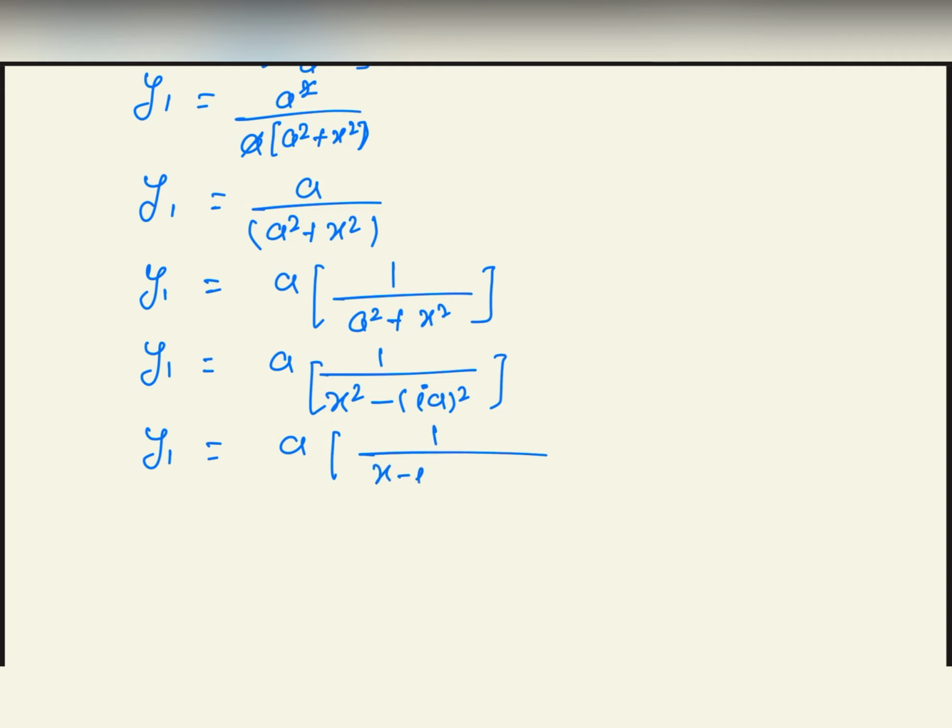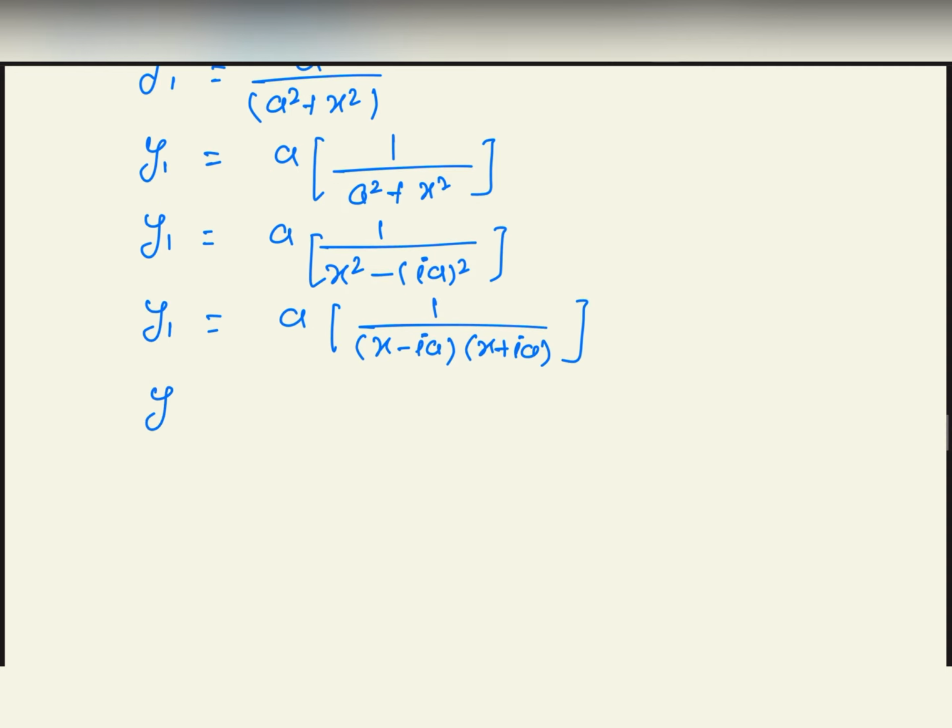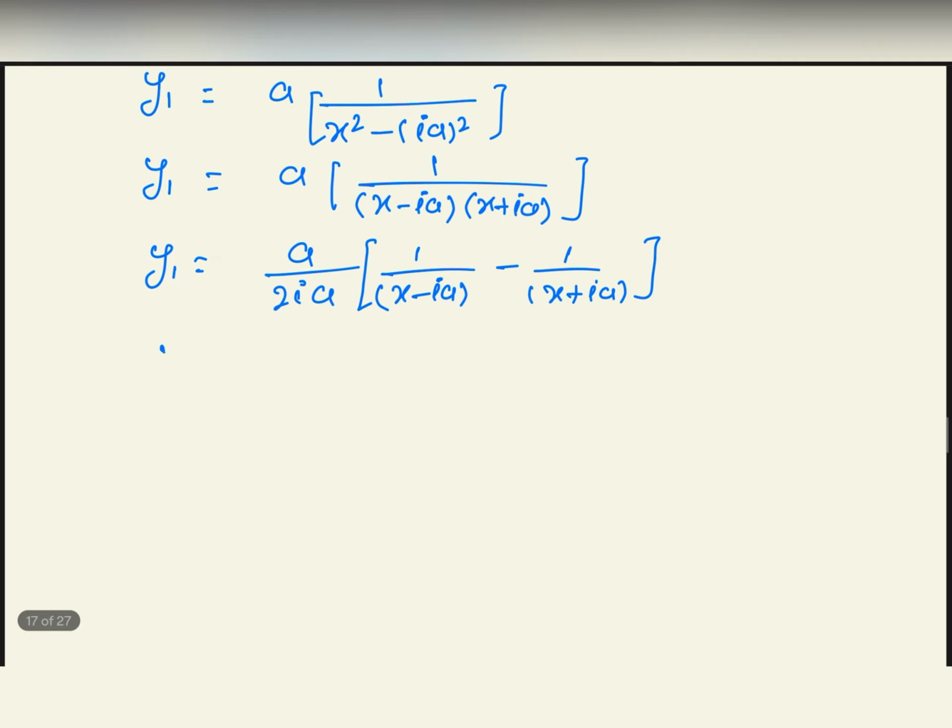1 by x minus ia, x plus ia. Similarly we can write it 1 by 2ia, 1 by x minus ia minus 1 by x plus ia, so y1 is equal to, a from a cancels, 1 by 2i, 1 by x minus ia minus 1 by x plus ia.